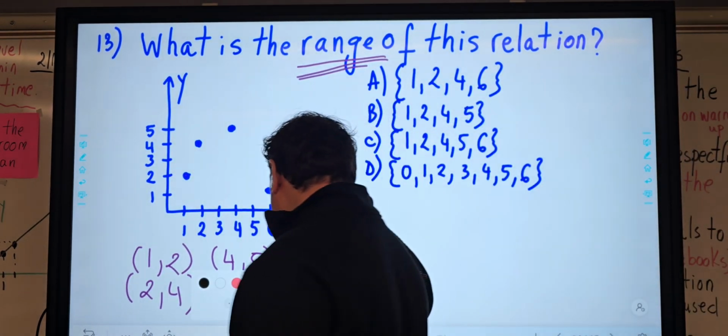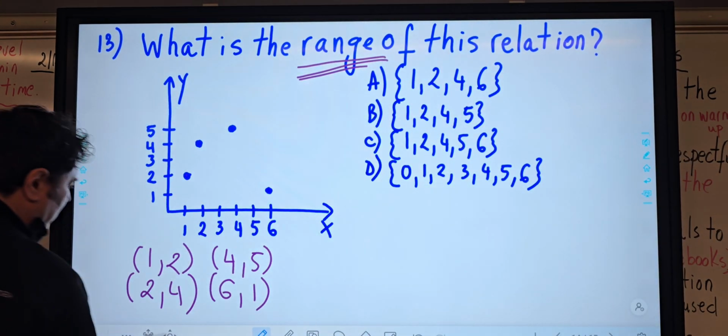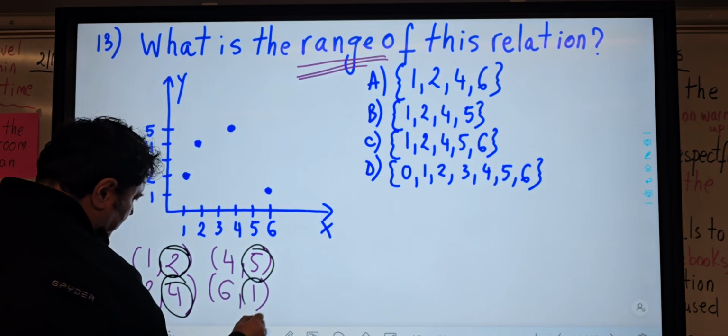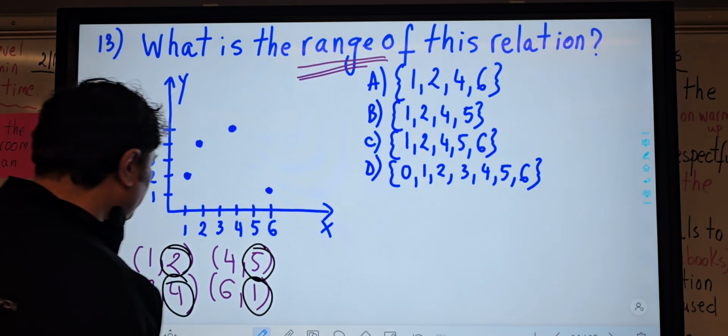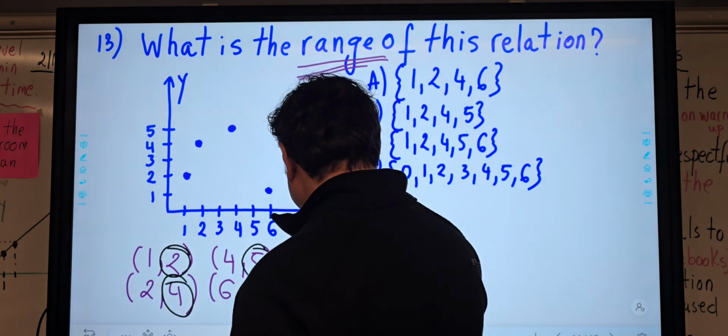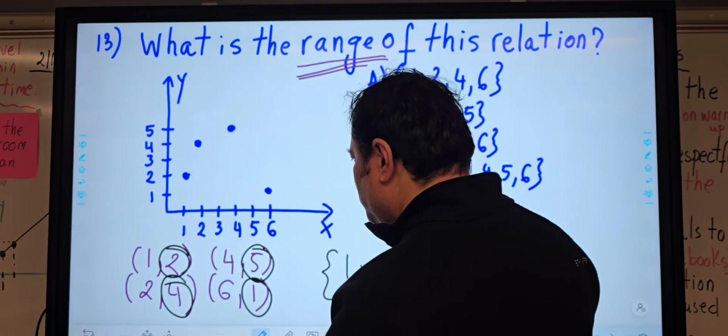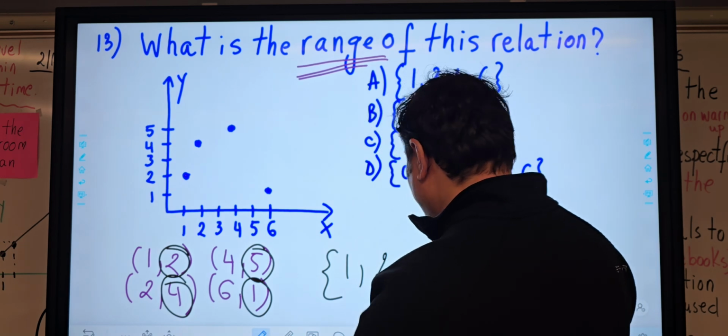So let's circle now all the y values in our ordered pairs. And again, put them from least to greatest. Let's see, which one is the first one? So we have 1, next one is 2, and then we have 4 and 5.